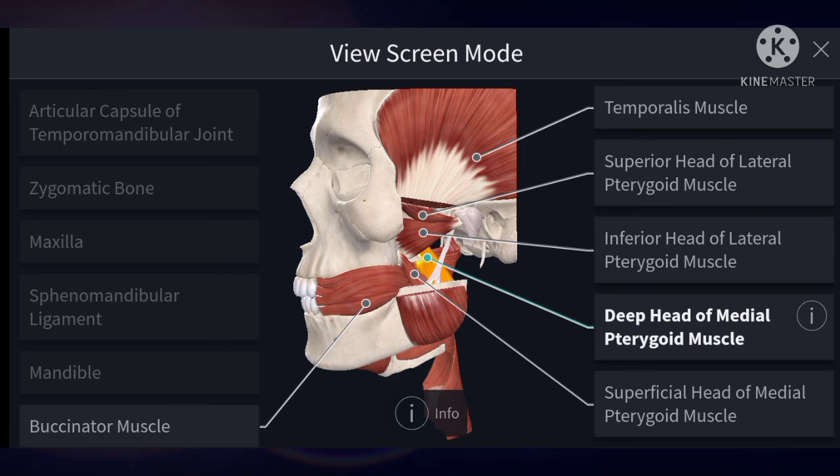As you can see here clearly, it arises from the medial surface of the lateral pterygoid plate and the adjoining process of the palatine bone, and the fibers run downward, backward and laterally. The two heads embrace part of the lower head of the lateral pterygoid and get inserted into the rough area on the medial surface of the angle and adjoining ramus of the mandible, below and behind the mandibular foramen and mylohyoid groove. It is supplied by the nerve to the medial pterygoid, a branch of the main trunk of the mandibular nerve.